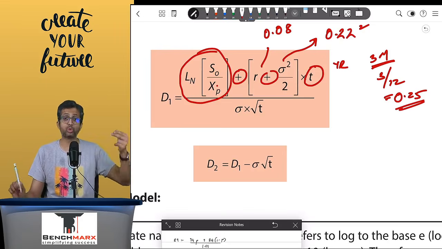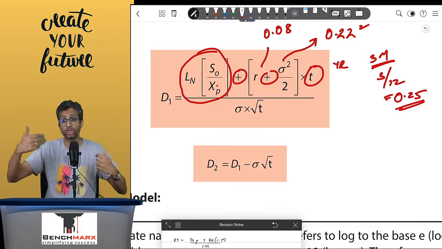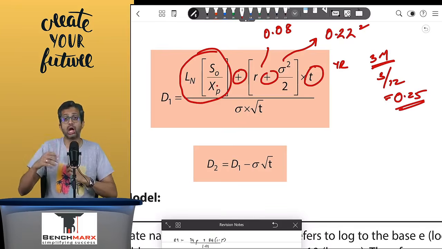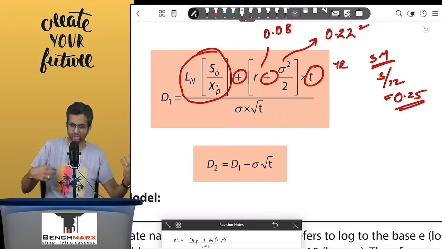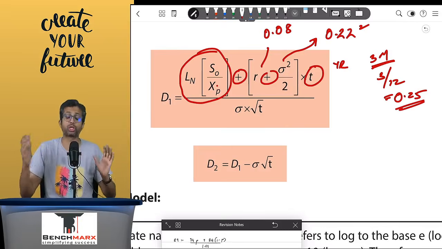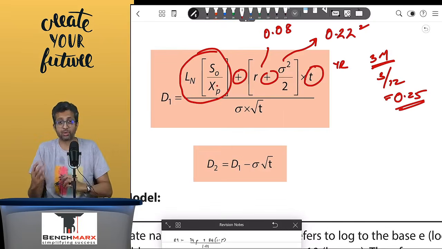Then step number 2, use that natural log value to calculate D1 and D2. Step number 3, use those D1 and D2 values to find the normal distribution values ND1 and ND2 from the normal distribution table. Step number 4, find e raised to RT.